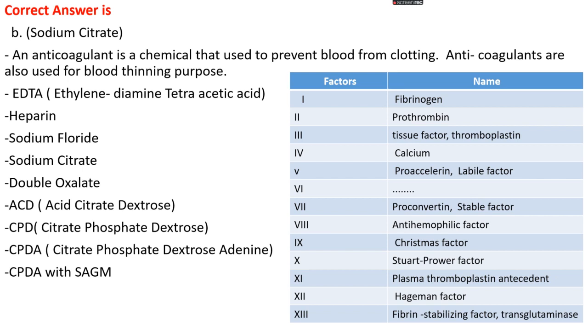Okay. And let's see some important clotting factors. There are 13 important clotting factors. Factor 1 is known as fibrinogen. Factor 2, prothrombin. Factor 3, tissue factor or thromboplastin. Factor 4, calcium. Factor 5, proaccelerin or labile factor. Factor 6, there is no factor 6. Factor 7 is proconvertin or stable factor. Factor 8 is antihemophilic factor. 9 is Christmas factor. 10 is Stuart-Prower factor. 11 is plasma thromboplastin antecedent. 12 is Hageman factor. And 13 is fibrin stabilizing factor or transglutaminase.